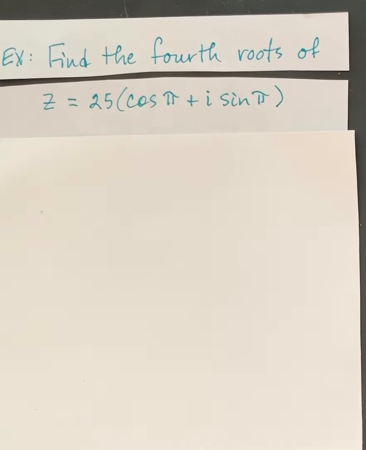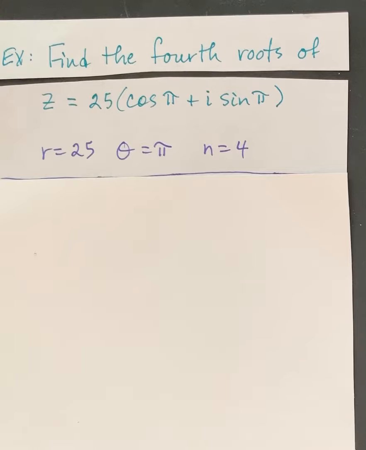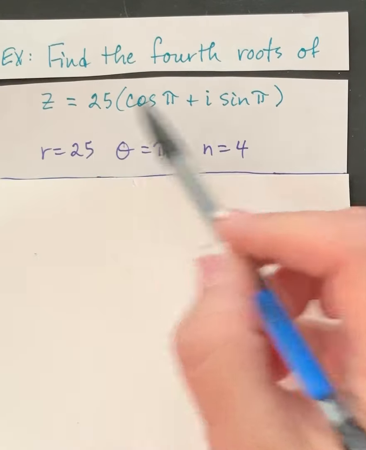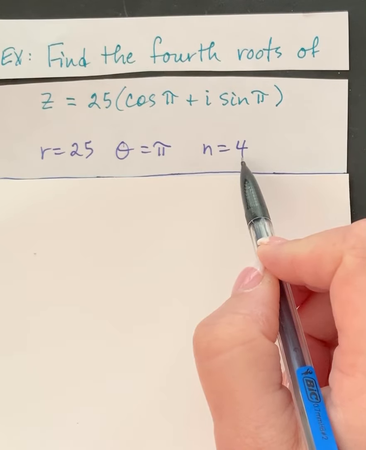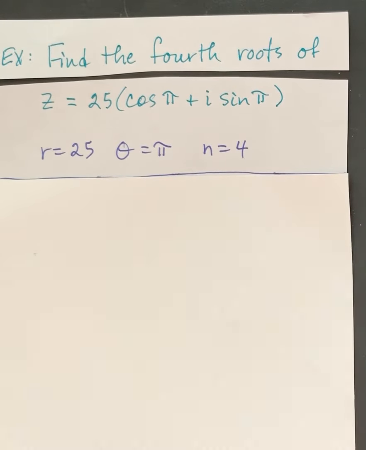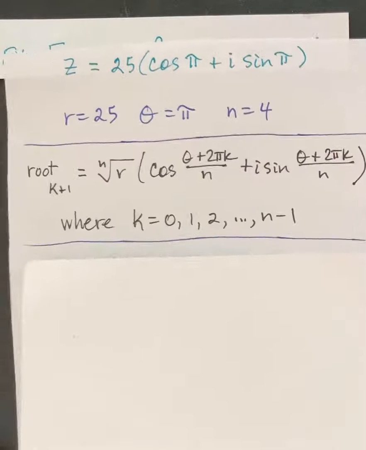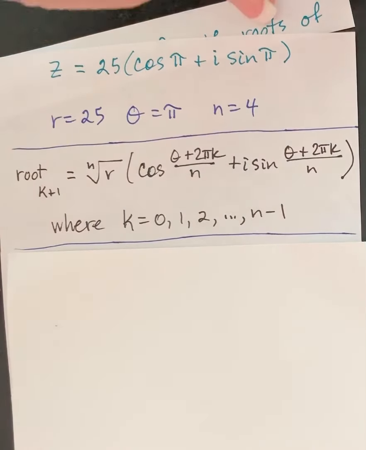All right, when we're doing fourth roots, we know that there will be 4 of them. For this problem, r is 25, theta is pi, and since there are 4 fourth roots, n will be 4. And we will use this formula right here.